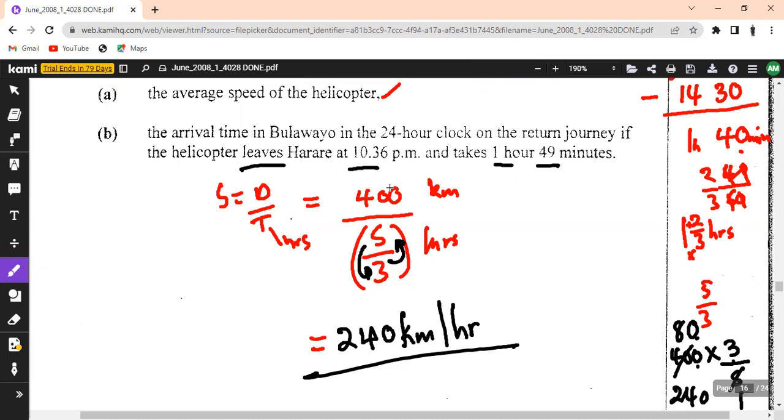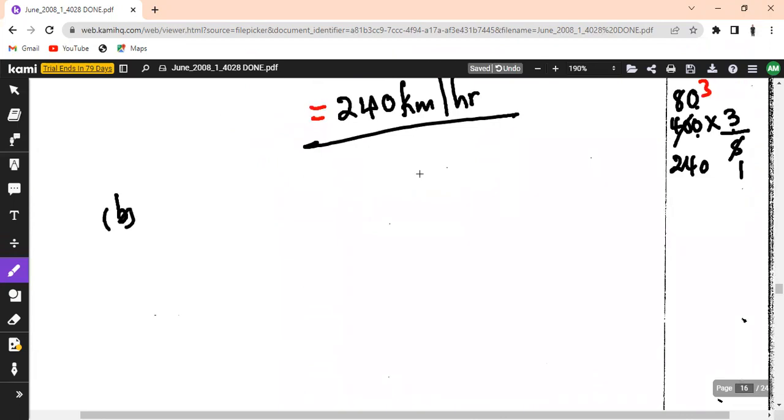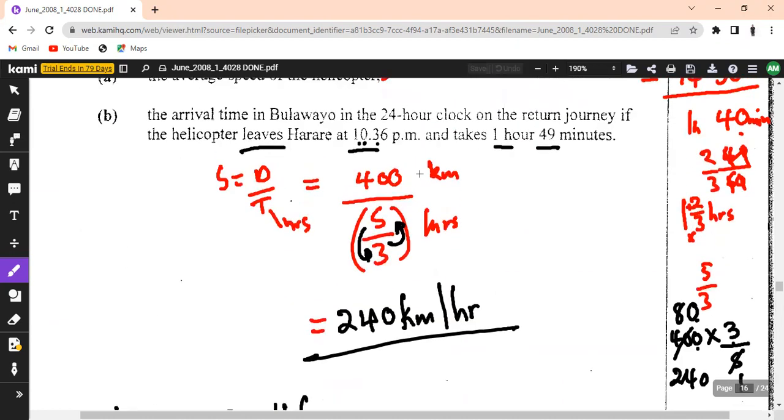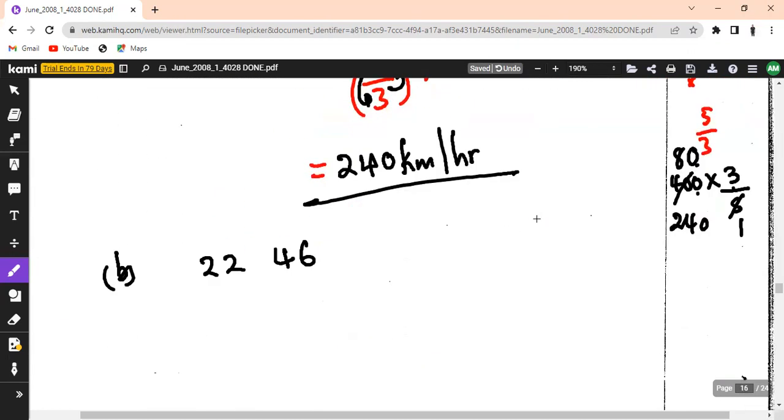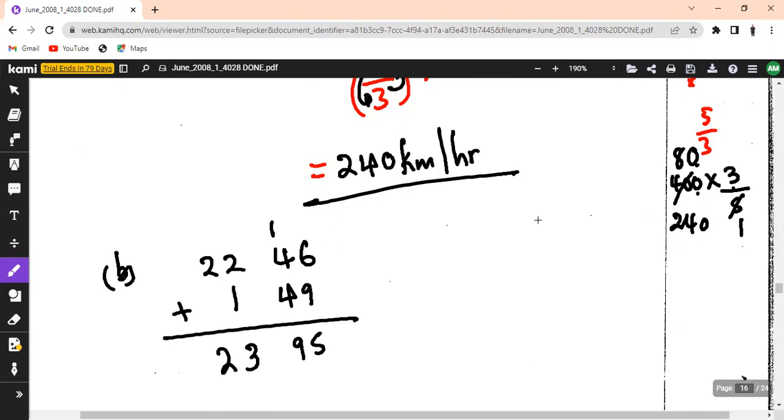So it's just a matter of what? Adding. 10:36 in 24-hour notation, 10 p.m. is 22. So this is 22 hours 36. And we add 1 hour 49 because it took 1 hour 49 this time. So we add these two. Okay, so let's add and see what time it arrives. That's 15 here. Carry 1, 8 plus 1, which is 9, 3, and that's 2. All right. So it arrived at 23:95.